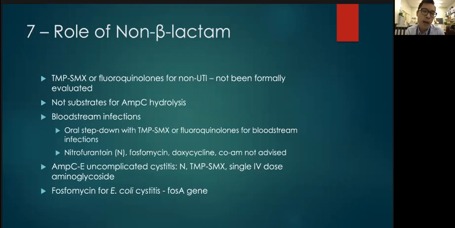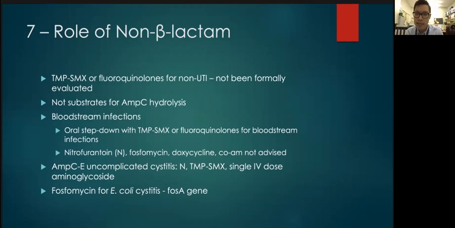What is the role of non-betalactams? With cotrimoxazole or fluoroquinolones for non-UTI, they have not been formally evaluated. However, they are not substrates for AmpC hydrolysis. And they suggested that for step down for bloodstream infection, cotrimoxazole or fluoroquinolones are reasonable oral step-down options.